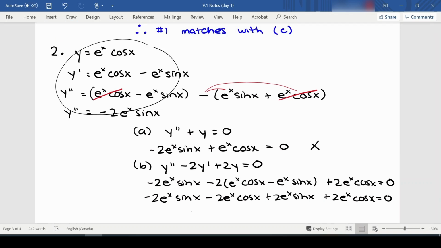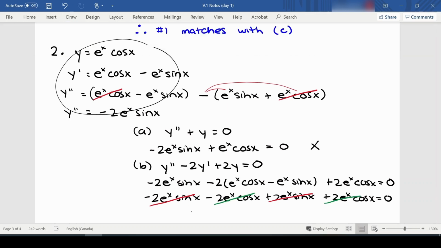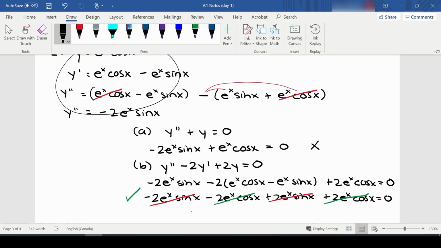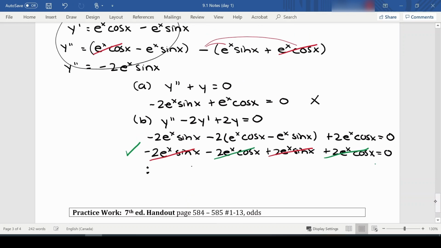And hopefully we can notice that the 2e to the x sine x cancels out with the other 2e to the x sine x. The 2e to the x cosine x cancels out with the 2e to the x cosine x. That, in fact, does work. So therefore, number 2 matches with B. So number 3 must match with A.